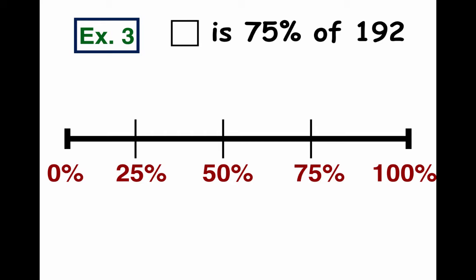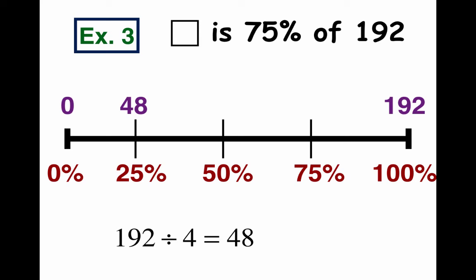Now blank is 75% of 192. So I know that 192 is my answer on the end, and 0 starts at the beginning. What I don't know is what's going to go at the 75% mark. So we're going to take 192 and we're going to divide it into 4 sections. 192 divided by 4 is 48. So we're going to count by 48s. So 48 plus another 48 would be 96. Plus another 48 would be 144. Plus another 48 would be 192. But there's our solution. 144 is 75% of 192.